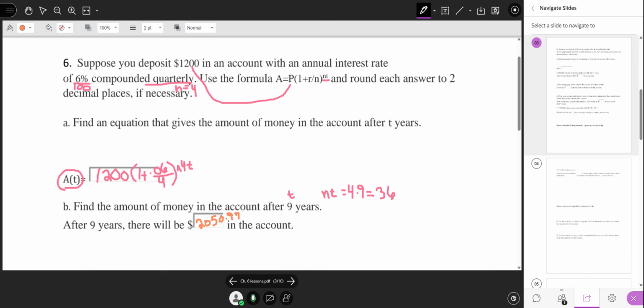So that's why I showed this, because you have to put it in this way. You can't put it in that way. It'll give you the wrong answer.